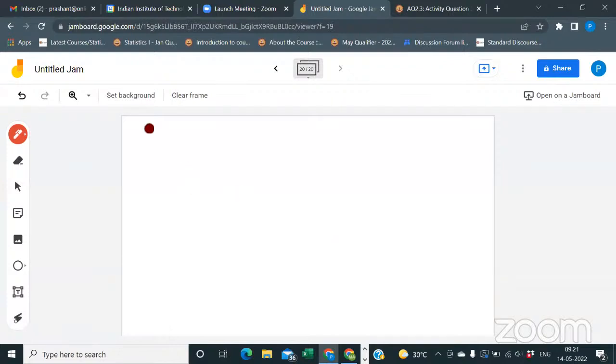See, a bar chart is something where you have to count the things. Count the things means, suppose I'm interested in, let's take an example, the number of votes in a college election.